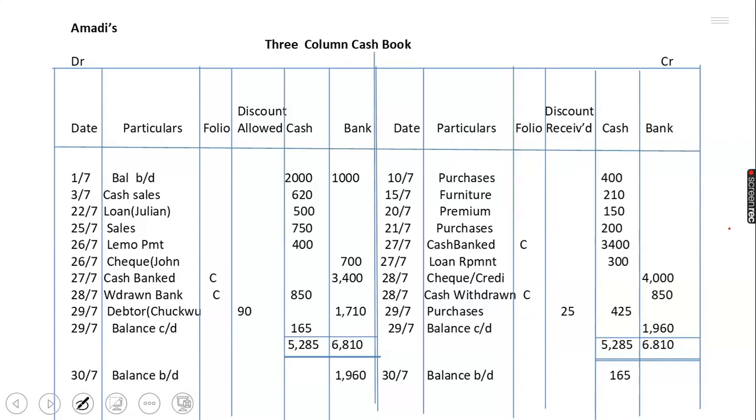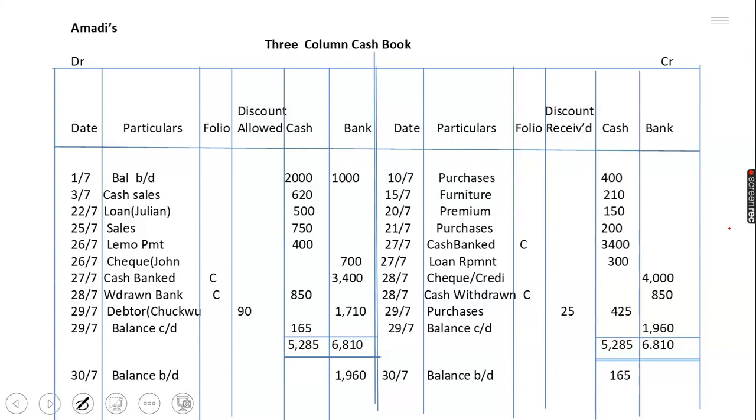For example, 1/7. The cash balance that was received by this cash book is 2,000 naira, while the balance in the bank was 1,000 naira. So this one will be debited to the 3-column cash book. Then 3/7 cash sales 620 naira cash will be debited. Then 10/7 purchases, that is some amount of money was given, 400 will be credited. Then 15/7 furniture, bought furniture 210 with cash, will be credited.